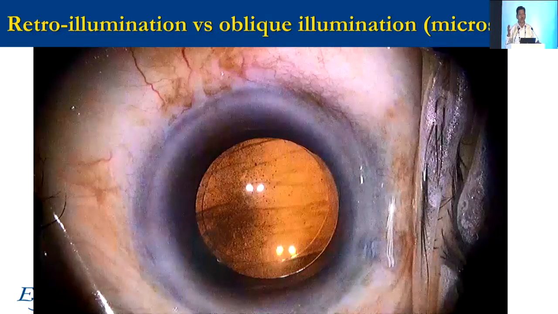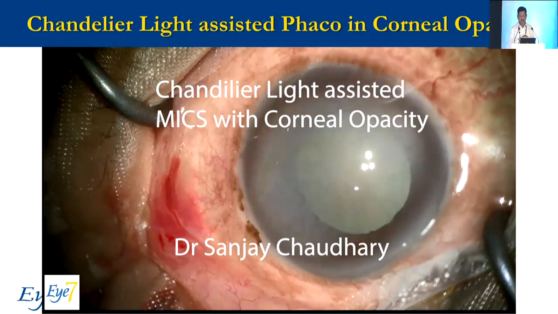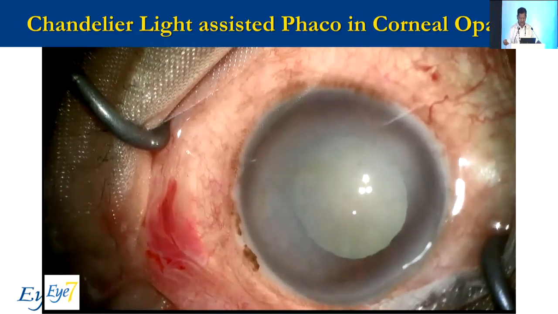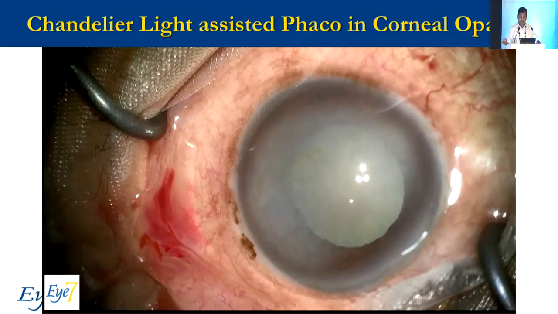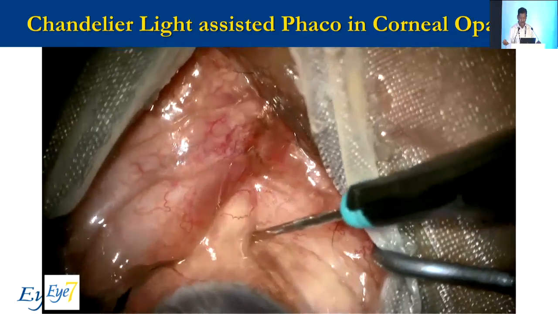I do most of my cases in retro illumination as a routine, and here I also use an additional tool in corneal opacities, and this is how I'm going to show you. So, chandelier light assisted MICS with corneal opacity. Here we have a diffuse corneal opacity, pretty dense. I'm sure doing a phaco here would be difficult.